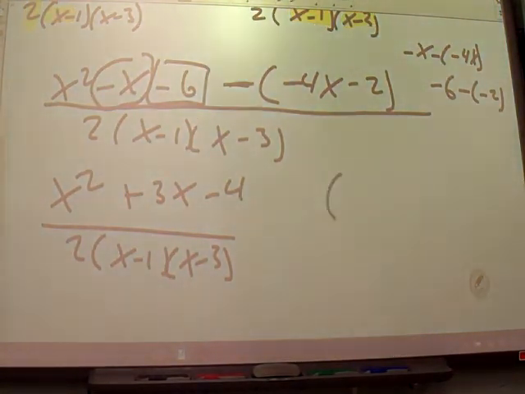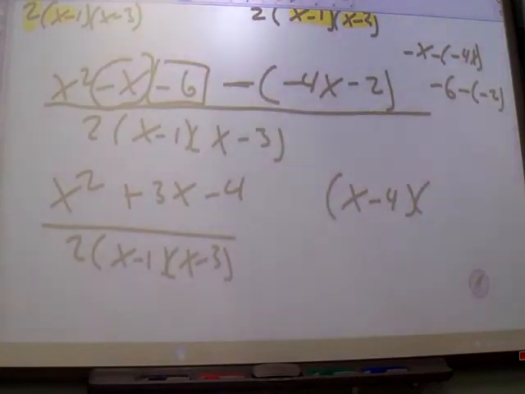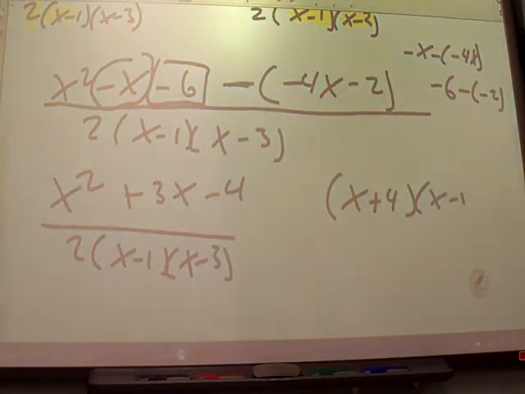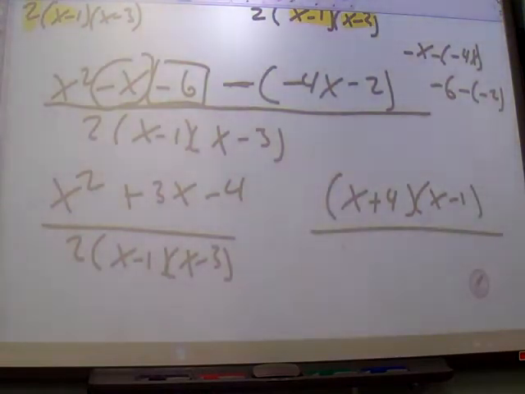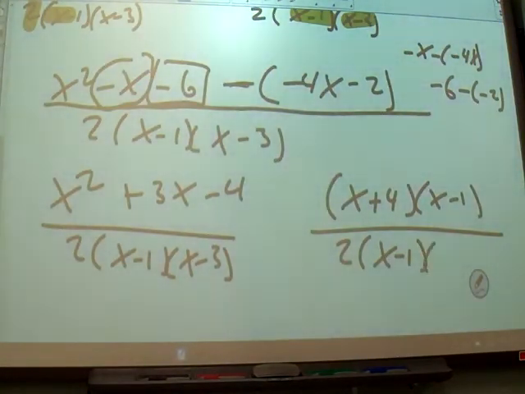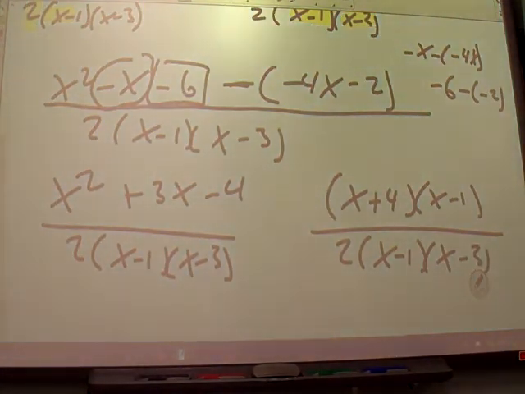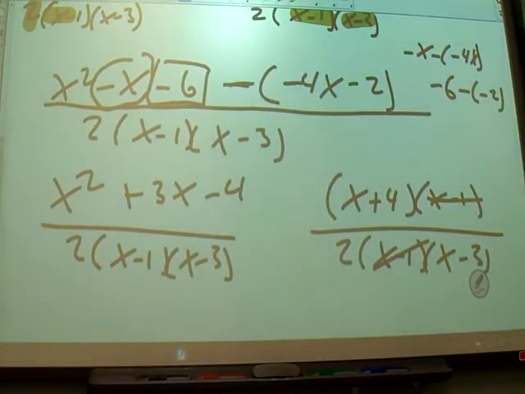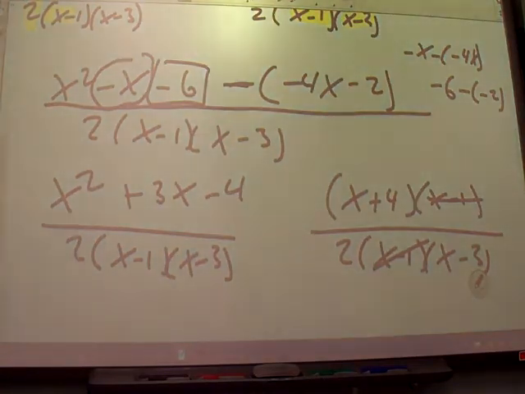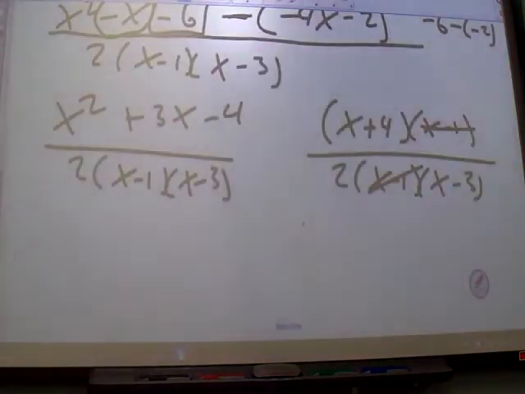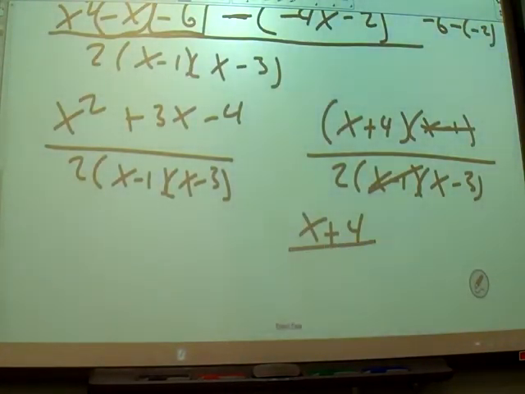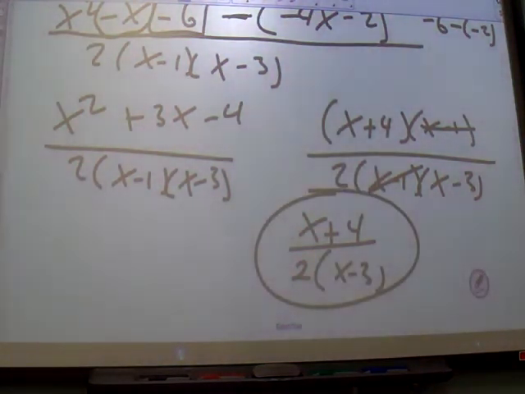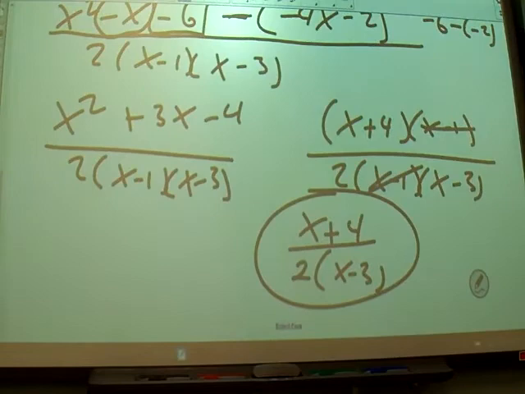Negative 1 and 4. I wrote that. Positive 4. Negative 1. Very good there, Mr. Cross. Doesn't that feel great? So it'll be x plus 4 over 2 parentheses x minus 3. You got it, sir.